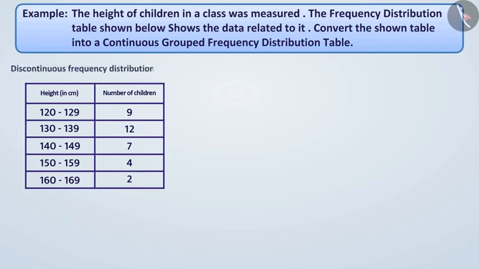The table shown below shows the discontinuous frequency distribution because the class intervals here are non-overlapping. That means there are gaps between upper and lower limits of two consecutive class intervals.